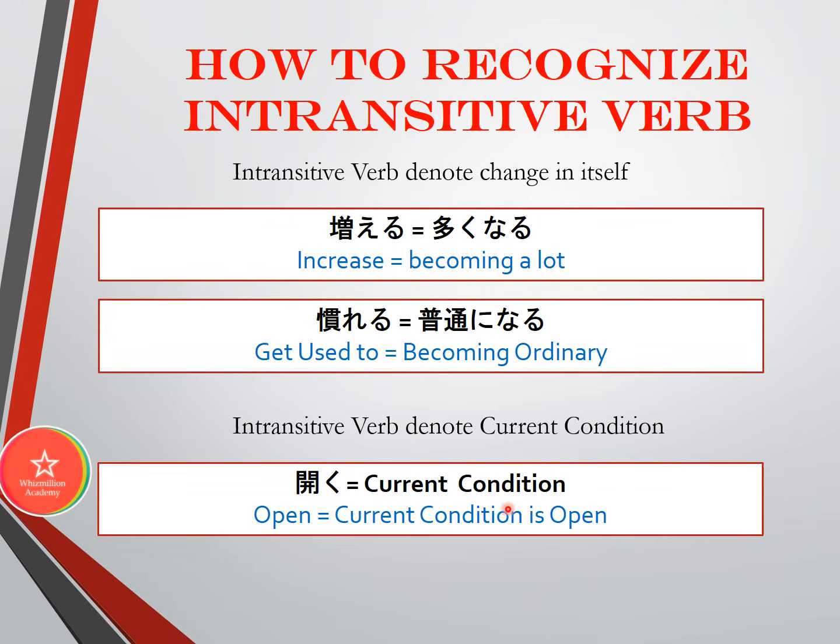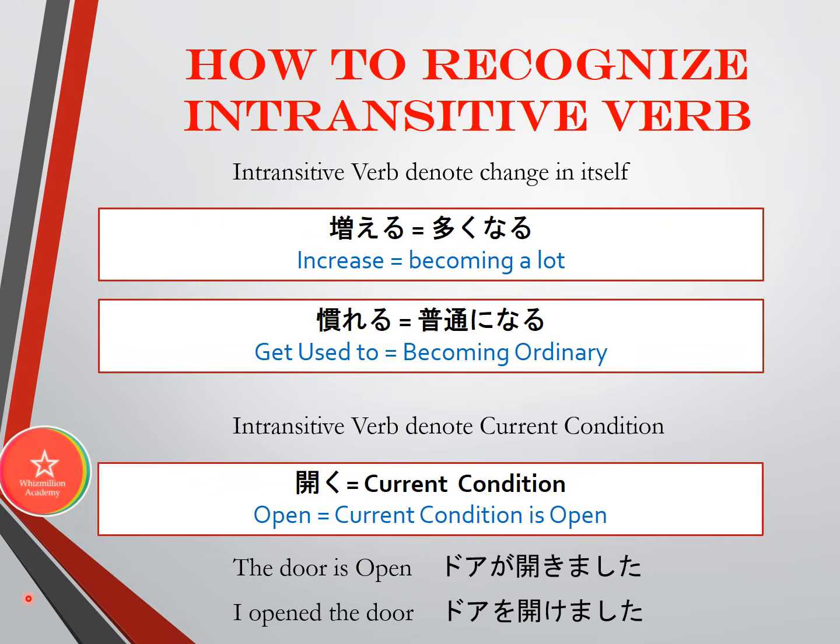It explains the current conditions. This can only apply to objects, like an object falling down from the floor, a door is open, a window is closed, or rain is falling. So this can only explain objects, not a person. The intransitive verb denotes the current condition.